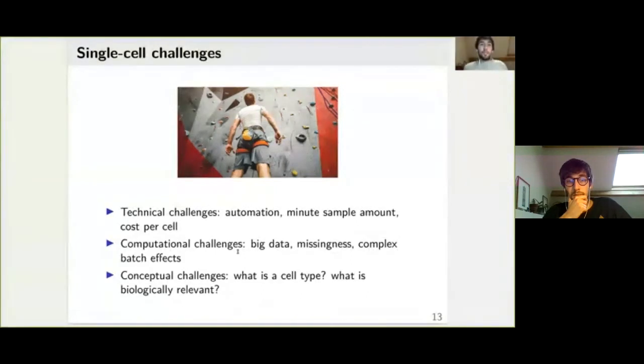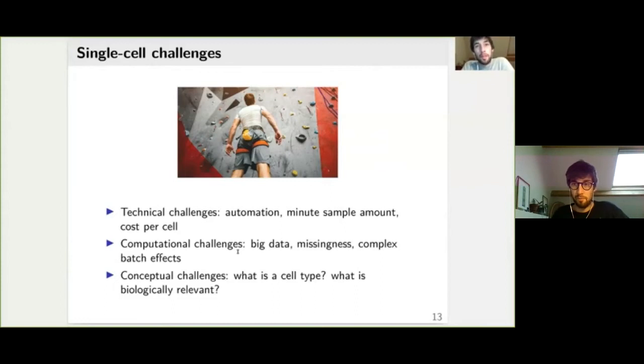I think there's also another interesting challenge in single cell technologies, which is the conceptual challenges. For instance, what is a cell type actually? And where do we put the border between cell type and cell state? Or, for instance, what is biologically interesting? We usually regress out cell cycle effects, but are those now becoming biologically irrelevant, or might they depend on some biological processes? But yeah, this is food for thought.